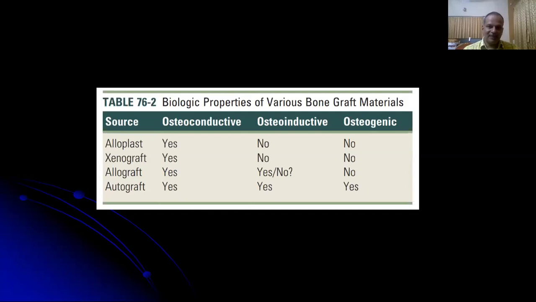Autograft, as you all know, is considered the gold standard of all these bone grafts because it has osteoconductive, osteoinductive, and osteogenic properties. But the main disadvantage of autograft is that it needs an additional surgical site, or a second surgical site, with additional morbidity.